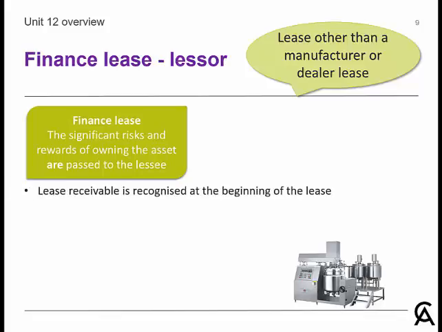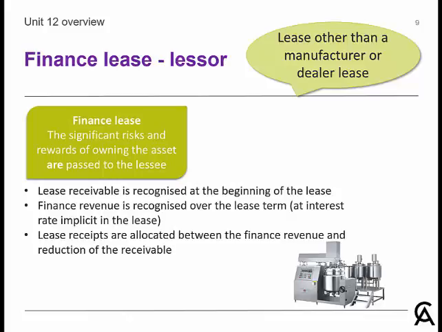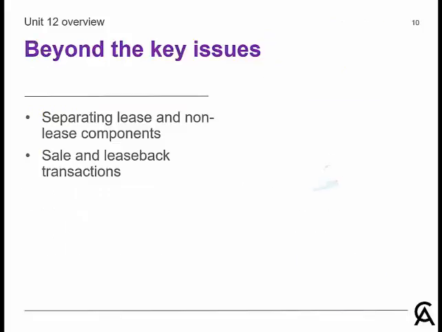So what the lessor does is, because effectively it's like a loan, they recognise a lease receivable at the beginning of the lease. Over the lease term, they're going to recognise finance revenue. So that's at the interest rate that is implicit in the lease agreement. And again, this is looking like what we covered in Unit 9 with that amortised cost basis. And the lease receipts are allocated between the finance revenue and the reduction of that lease receivable asset.